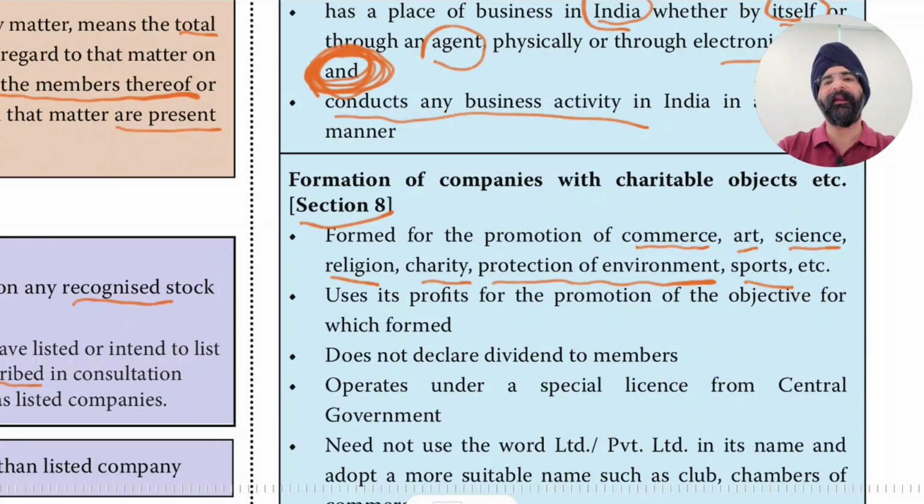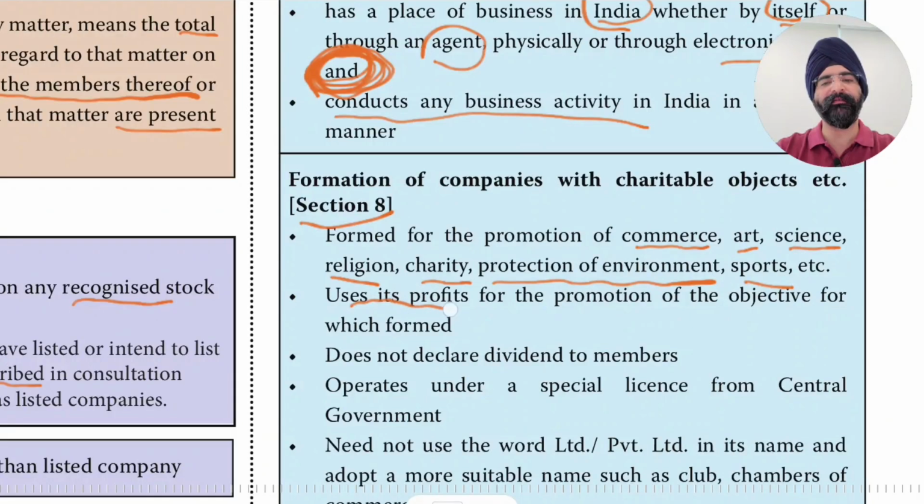Okay, but the intent is that we do not intend to earn profit out of it. We want to promote commerce, art, science, religion, charity, protect the environment, and do some sports, but we do not want to profit from it. Okay, Section 8 companies use their profits for the promotion of the objective for which they are formed.